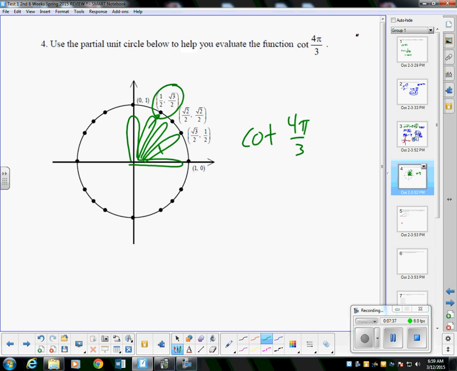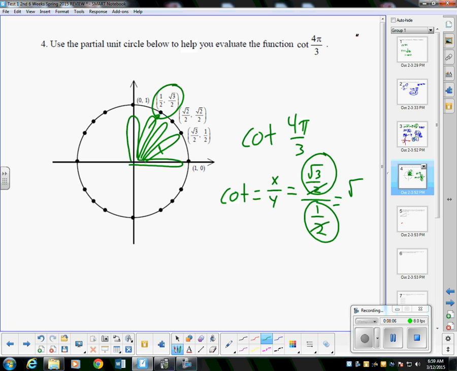So we want to find the cotangent. Well, remember, the cotangent of an angle is the x-coordinate divided by the y-coordinate. So in this case, our cotangent in absolute value terms is the square root of 3 over 2 divided by 1/2. And if you will remember, in class we talked about this. When we take one fraction and divide it by the other, if the denominators are the same, the 2's go away, and we're left with one numerator over the other. So the cotangent of 4 pi over 3 in absolute value terms is simply going to be the square root of 3.